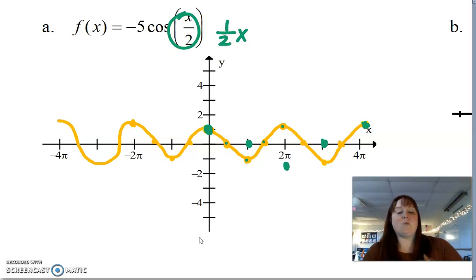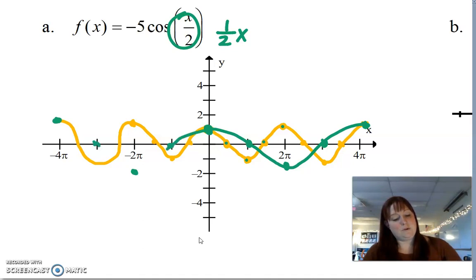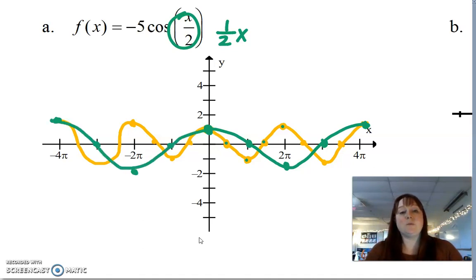So again, we could have just thought, well, okay, that 1/2 stretches out the period. And so now it's going to go through one revolution in 4 pi instead of 2 pi. So it's going to start and end at a max. Halfway in between, it's going to be at a min. And then halfway in between each of those, it goes to a 0. So we go max, 0, min, 0, max. All right. So we could do min, 0. Okay, so then it would go like this. Okay, so this is the curve so far with just the 1/2.